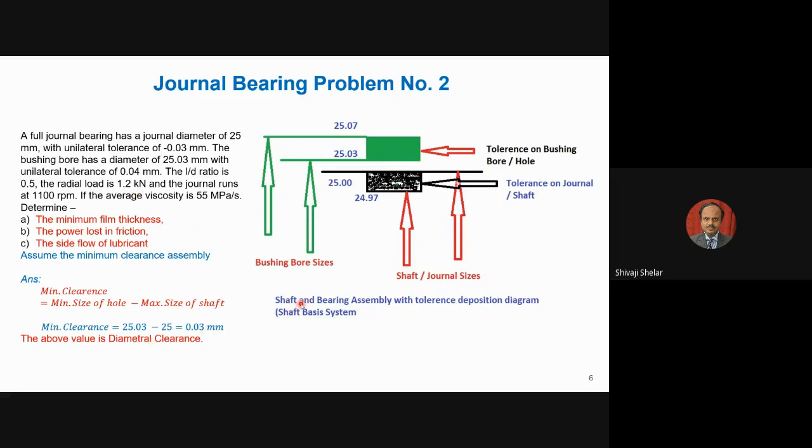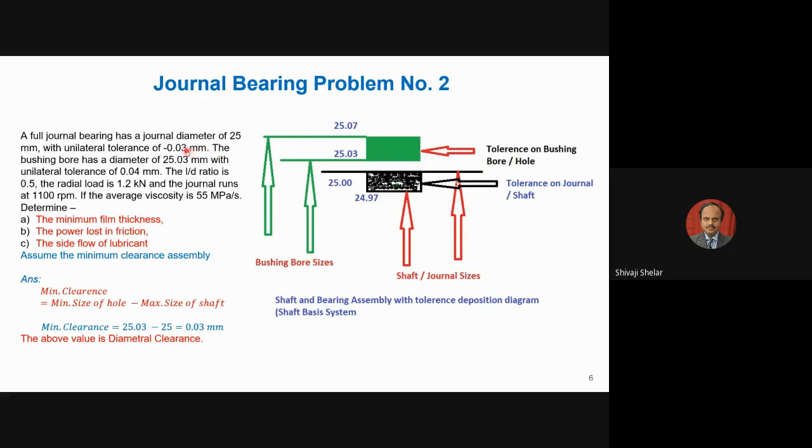So I am showing here the shaft and bearing assembly with a tolerance disposition diagram. It is a shaft based system. So what is given here? The journal diameter is 25 mm, with a unilateral tolerance of minus 0.03. If I take this as a reference line, anything above it is positive, anything below this will be negative.